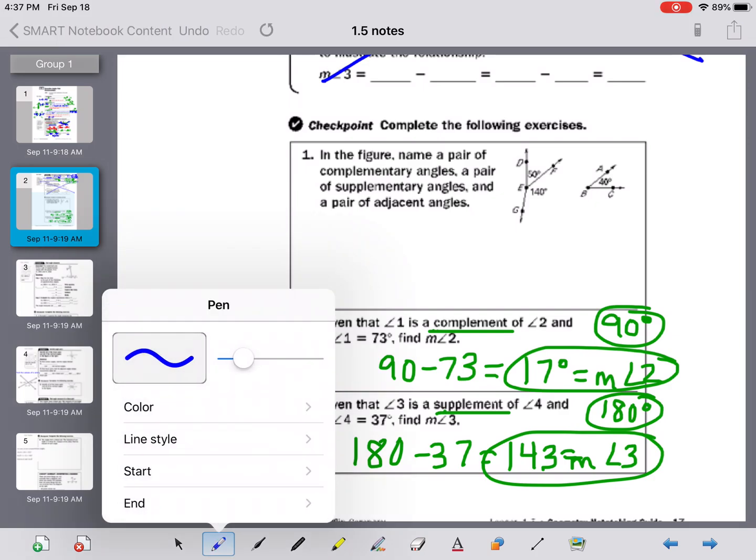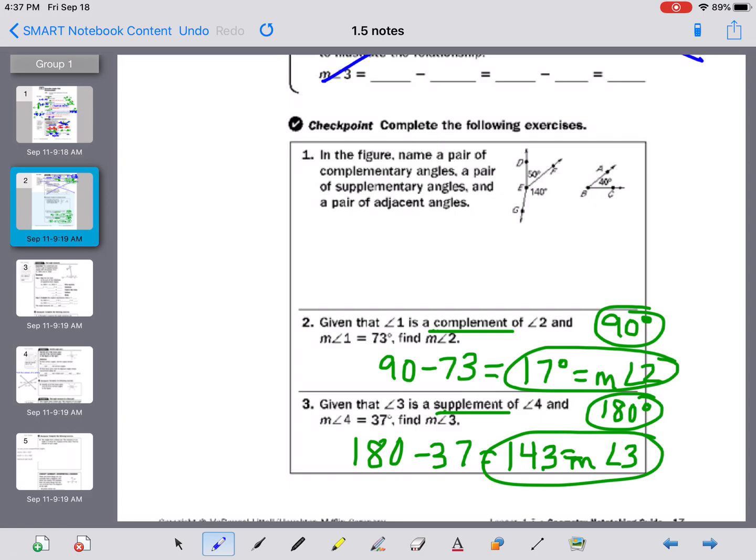All right, so let's go ahead and say in this figure, we're back here on checkpoint number 1, name a pair of complementary angles. So it's always good as we start this to remind ourselves what complementary angles are. Those need to add up to 90, right? So complementary angles. I look in my picture and I see 50 degrees and I see 40 degrees.